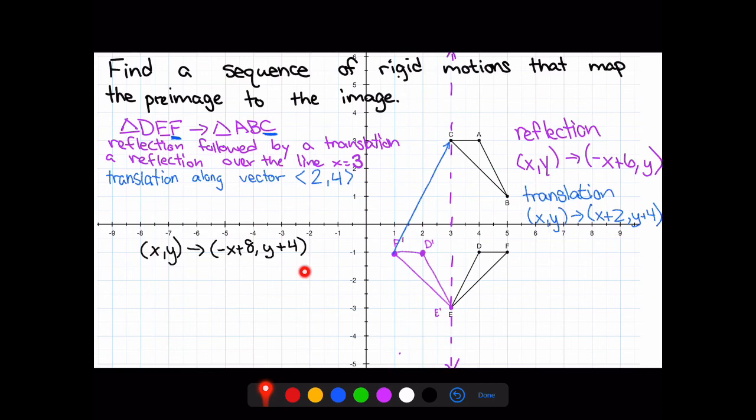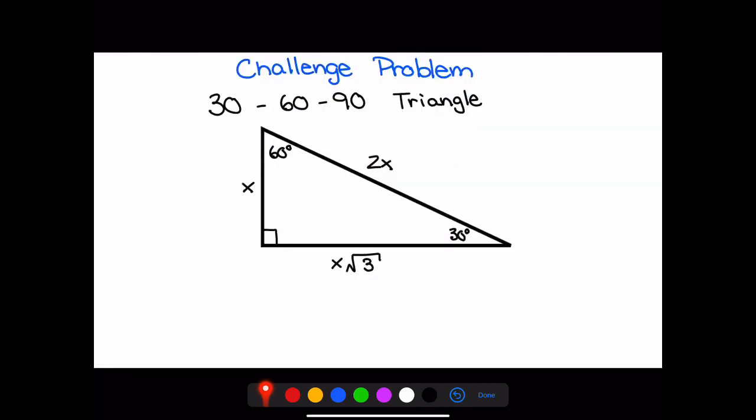All right, now we're going to talk about the challenge problem. So the challenge problem deals with 30, 60, 90 triangles. We haven't talked about this in class. I wanted you guys to kind of look it up and see what you can find out about it, but this is it. As you can see, the 30, 60, 90 triangle is named by its angles: 30, 60, and 90. So, some unique things about this.